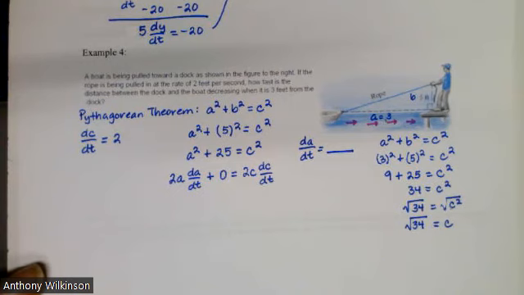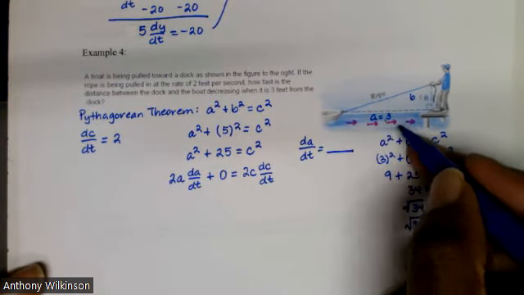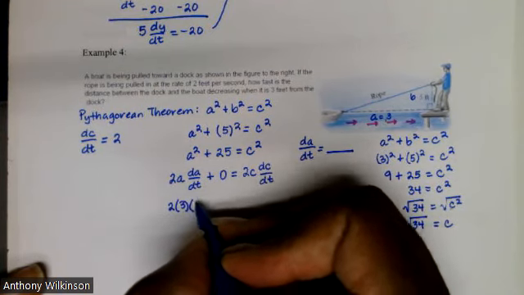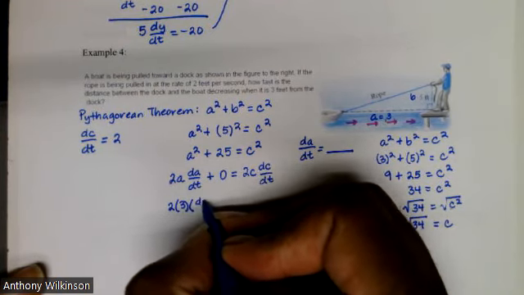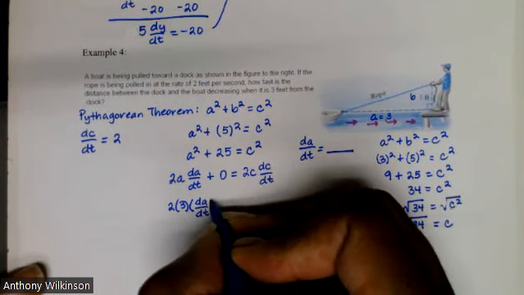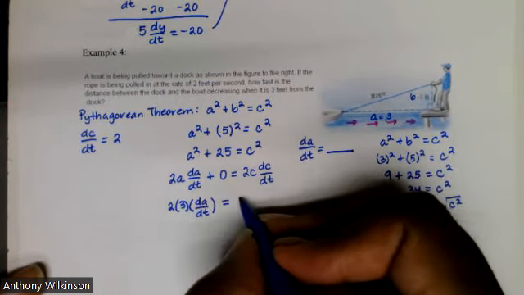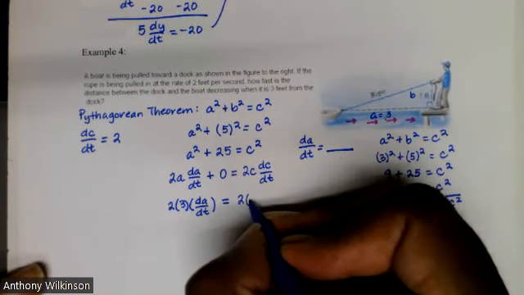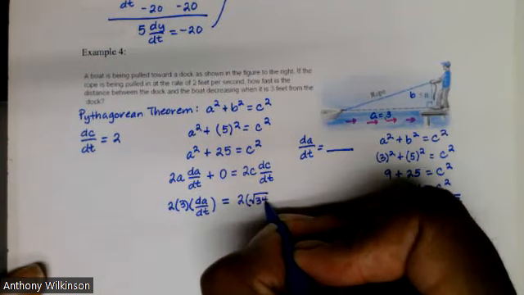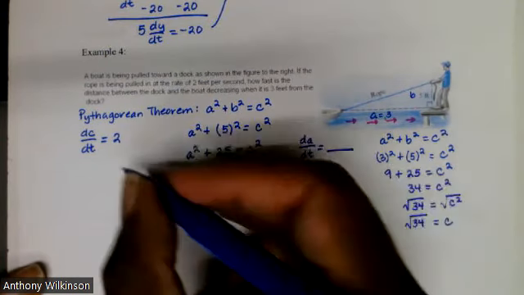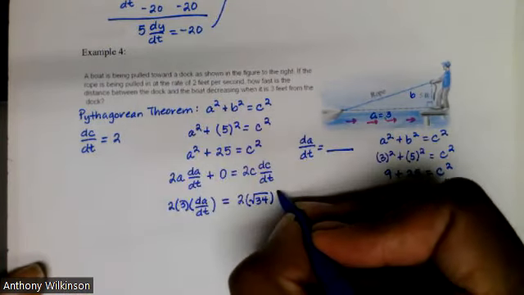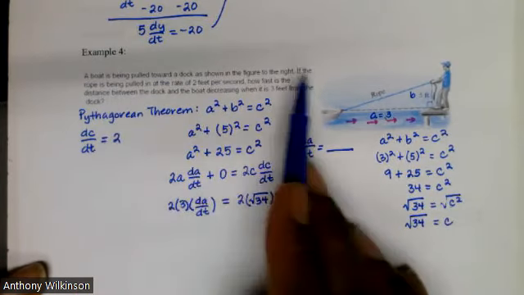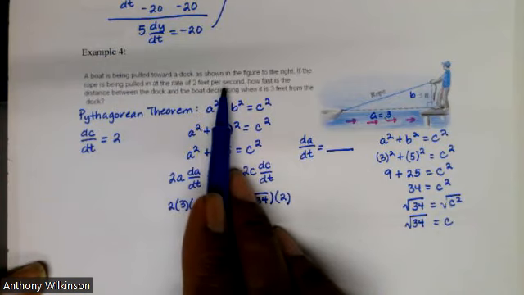Now let's do some substitution here. We let A be 3. So that's 2 times A, which is 3, times dA/dt, which is what we're trying to find. And that's equal to 2 times C, which we found to be the square root of 34, times dC/dt. That's given to be 2, because it is told that the rope is being pulled at a rate of 2 feet per second.